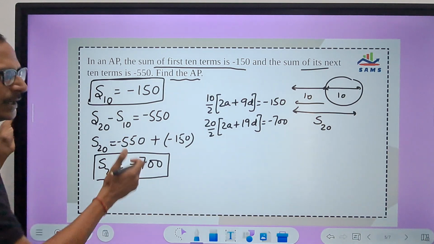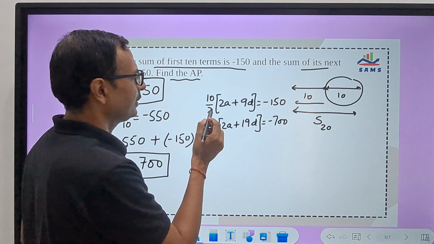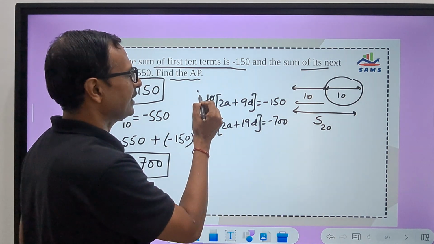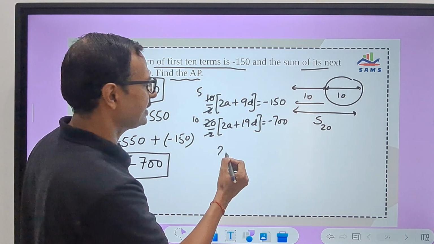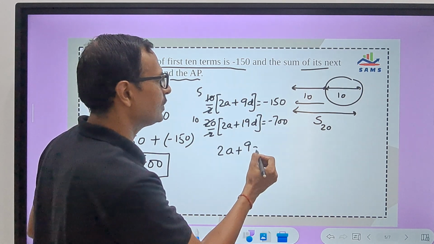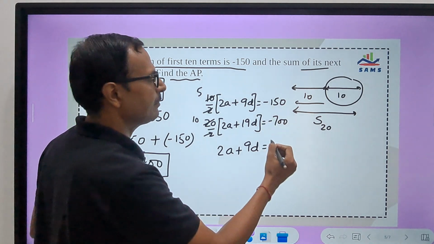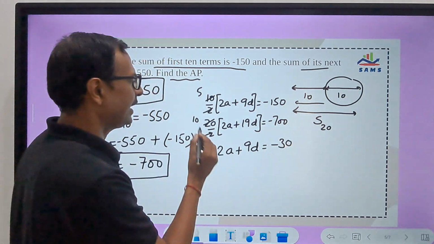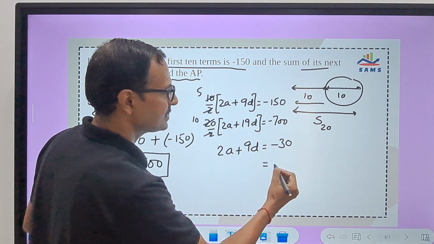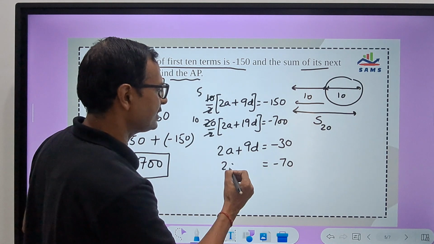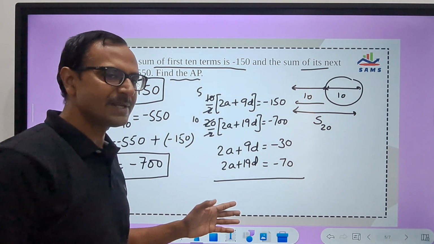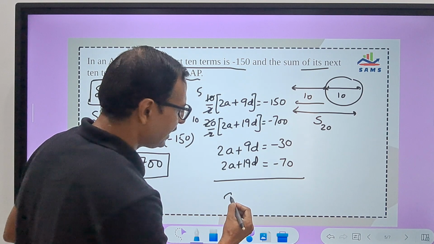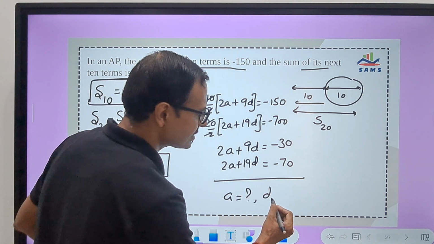Now these are the two conditions. And now this is 5 and this is 10. So I can shift the 5 to the other side. This will give me 2a plus 9d equals, divide by 5 means minus 30, and divide by 10 means minus 70, 2a plus 19d. So pretty easy equations now, and you can find a and d from these two equations.